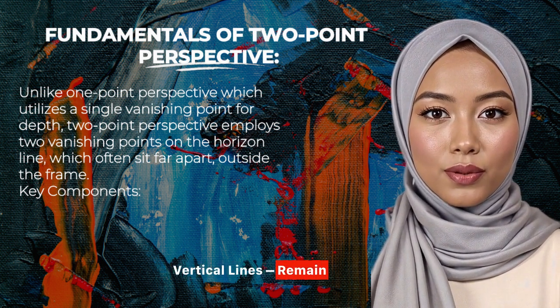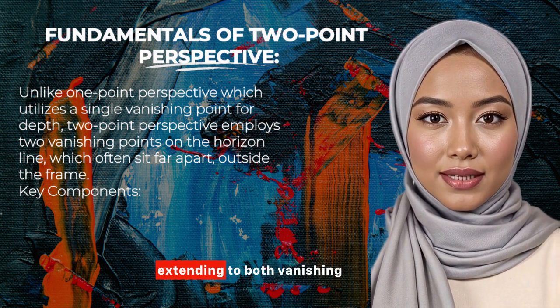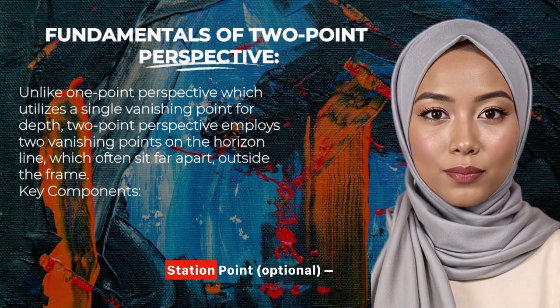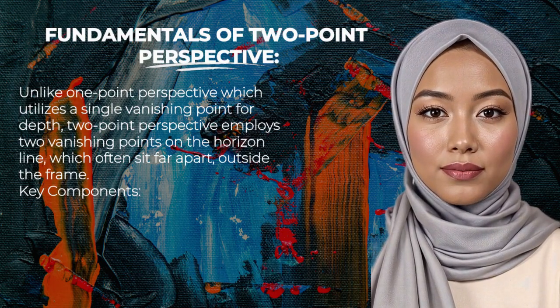Vertical lines remain upright and do not converge. Orthogonals, diagonal lines extending to both vanishing points. Station point, optional, where the viewer stands, determining angles and distortion.